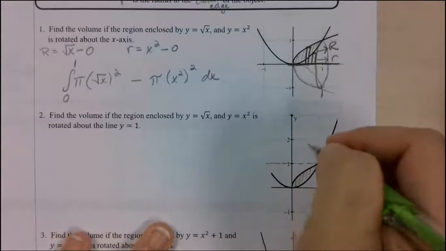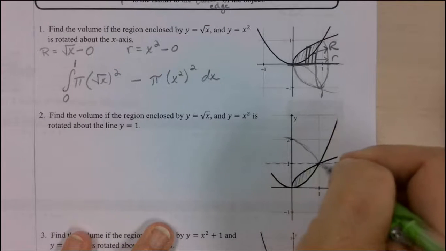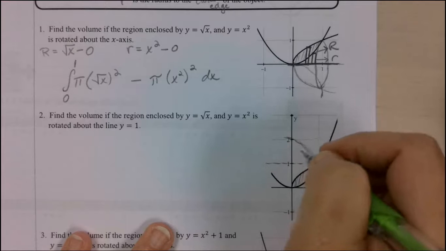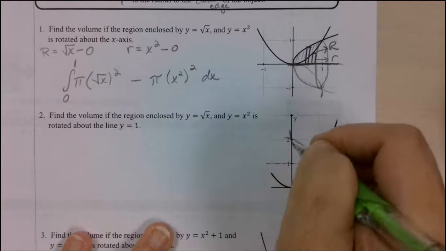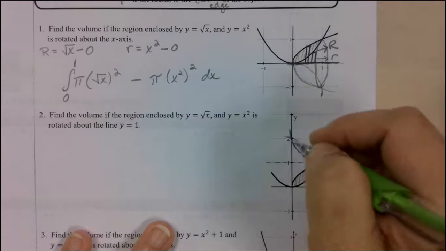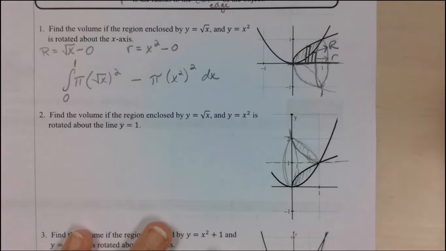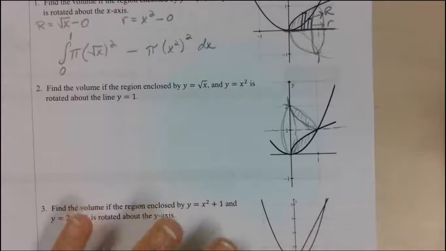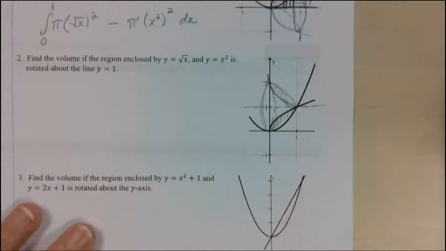When we rotate this way, it's actually going to look kind of similar because these functions are, well, they're inverses of each other. So we end up with a similar looking region rotating the other way. So if that kind of helps you visualize it, great. But remember, we don't have to visualize it. All we need to be able to do is draw in these rectangles.